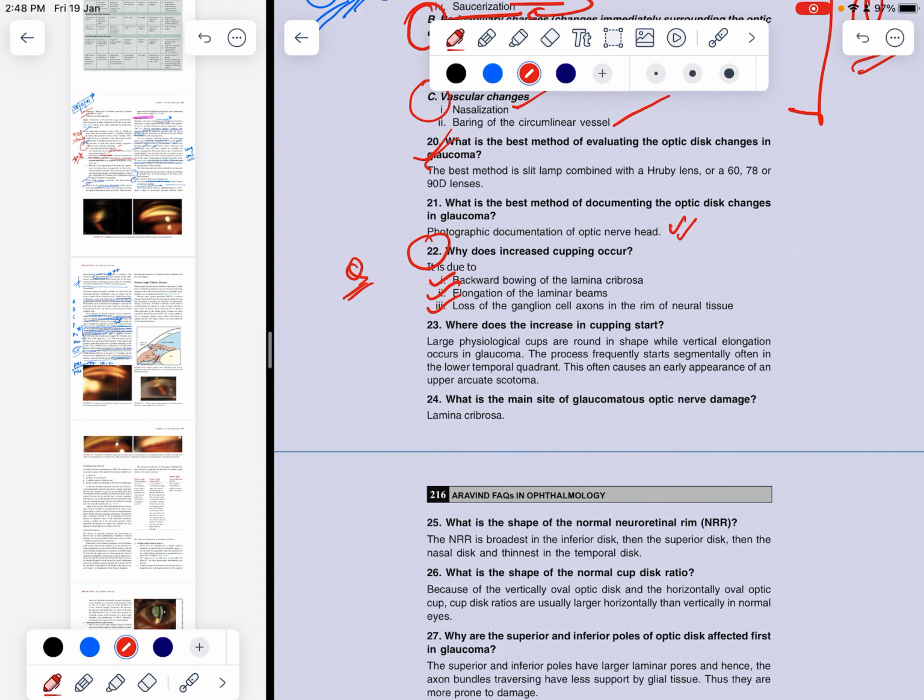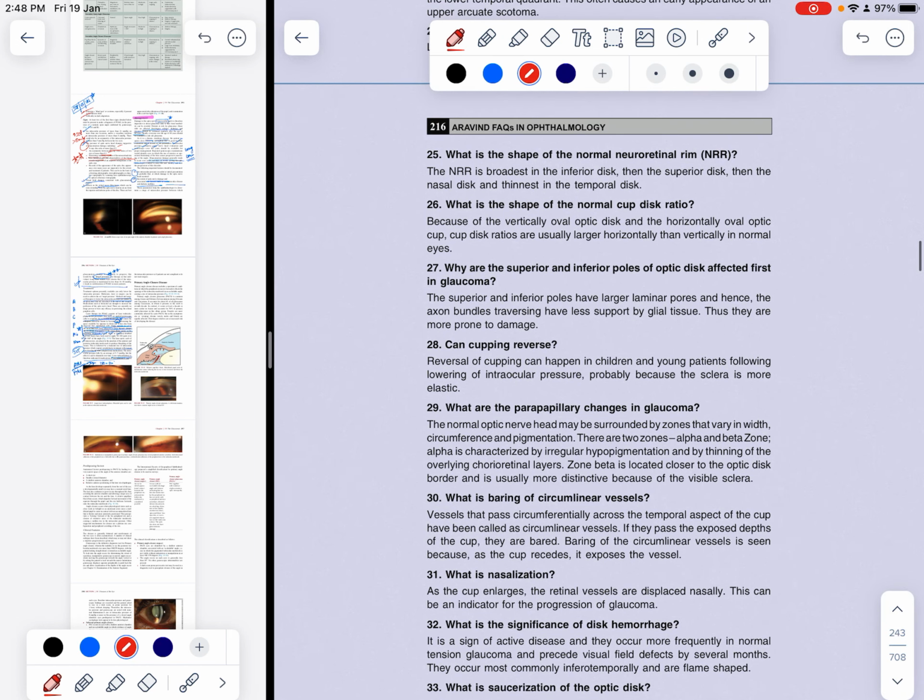What is the main site of nerve damage? Lamina cribrosa, as we all know. Shape of NRR, you have to remember the ISNT rule. Maximum space in inferior zone, then superior, nasal and temporal. Even the cupping starts in this fashion as well. Normal cup disc ratio 0.3:1.